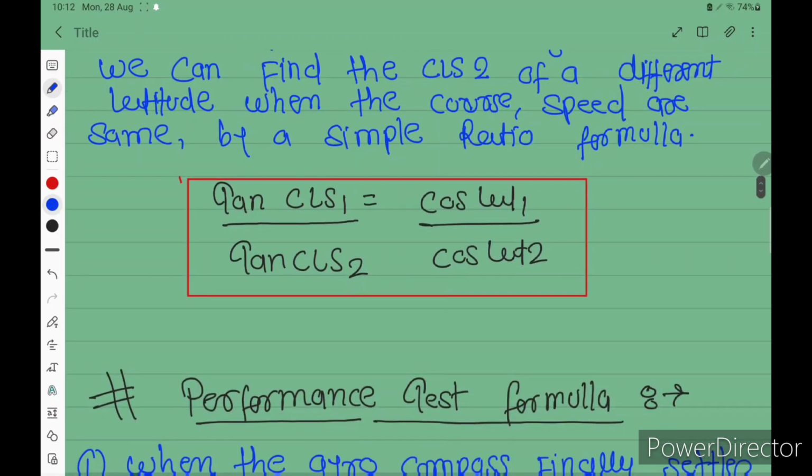Same as damping error, if we know one damping error at one latitude, we can find the second damping error at a different latitude. The same with the course latitude speed error. The formula is course latitude speed error 1 divided by course latitude speed error 2 is equal to cos latitude 1 divided by cos latitude 2. So just remember all these formulas. When we solve the numericals, you will be able to understand the concept and solve it. It's very easy and you can easily score 25 marks.